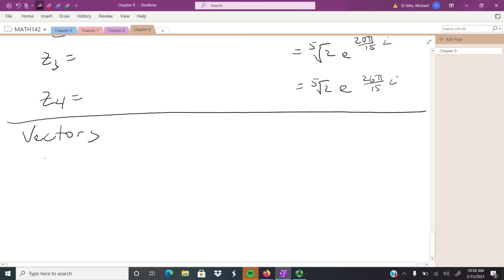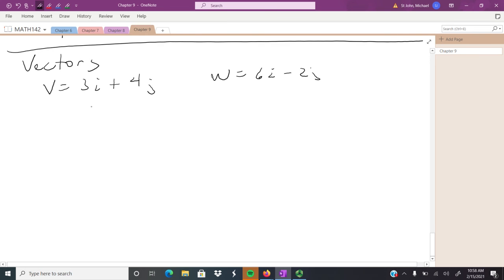So we have vectors. So we have a vector like this. V equals 3i plus 4j. We have another vector, W, equals 6i minus 2j. Right? We can graph vectors on our xy axis. Now we call this i, now we call this j. Right? So V would be going something like this. This would be V. And then W would be going something like this. Right?